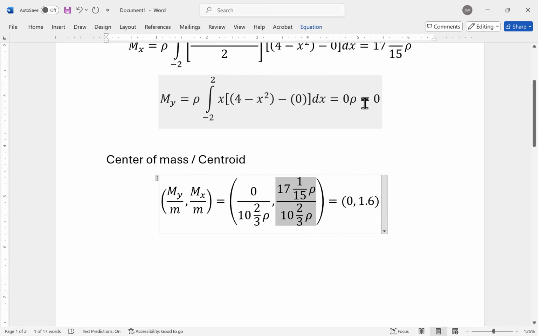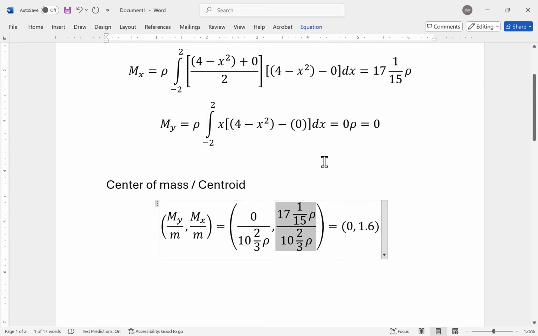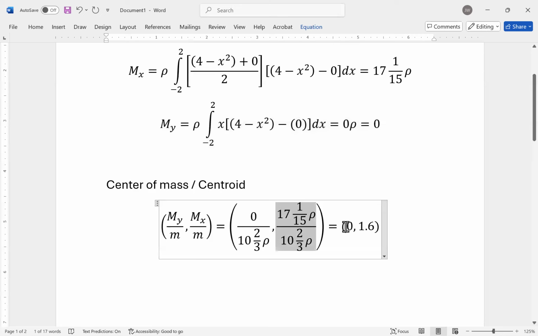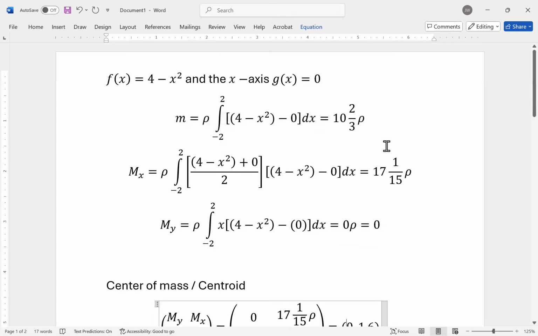And so it doesn't matter if this object was made of cardboard, or steel of constant thickness, or a piece of wood of constant thickness, constant density. The center of mass is going to be at (0, 1.6). And that's how the calculations go. So the calculations go just like that.